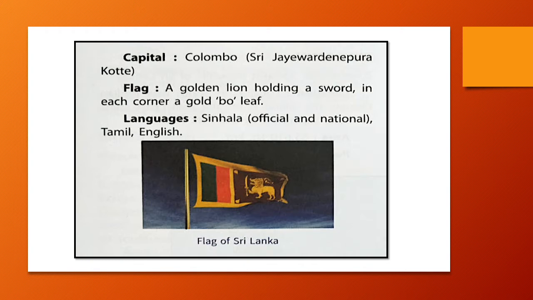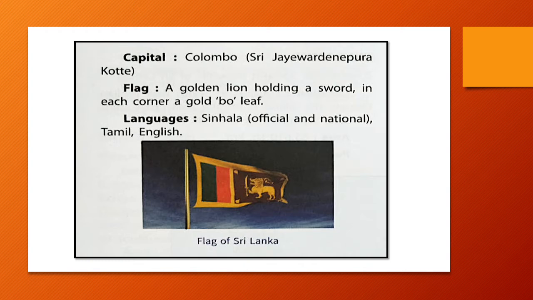The flag, as you can see, has a dark yellow background and there are 2 parts. One is a brown rectangular part which has a golden lion holding a sword, and in each of the 4 corners you can see a gold bo leaf. So the background is golden. There are 2 more figures. One is rectangular which has a lion in between, and the other one has 2 vertical stripes of dark green and red or orange it looks like.